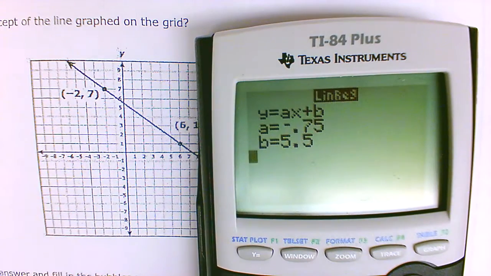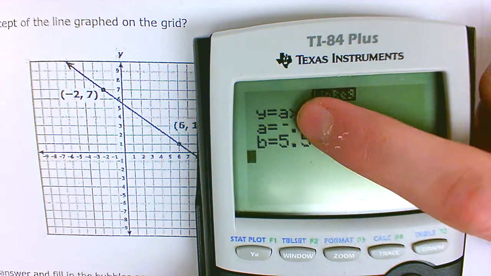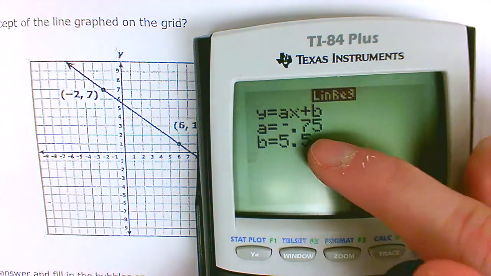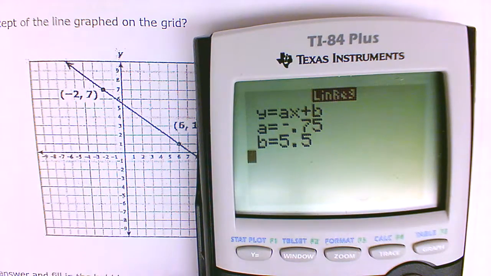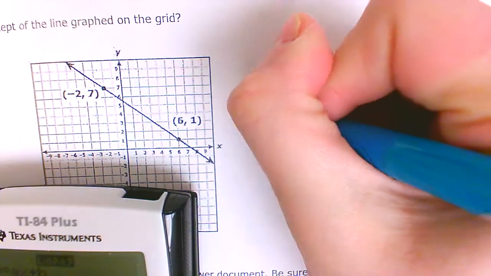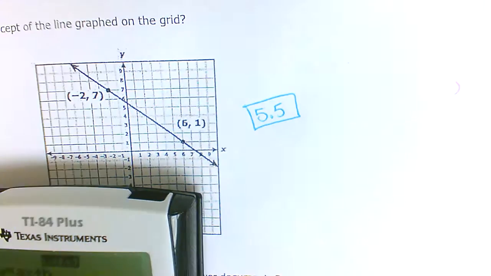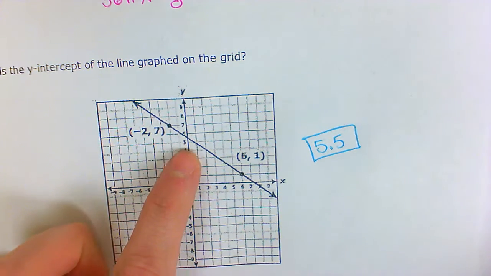I've got this equation. Now remember, A, that's the number attached to your x, that's the slope, but B is your y-intercept, so on this one, our y-intercept is just 5.5. That's it. And if you look at the picture, it does look like it's exactly halfway between 5 and 6.